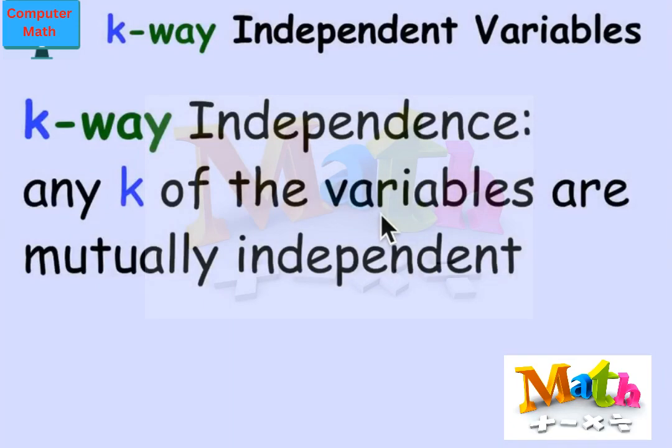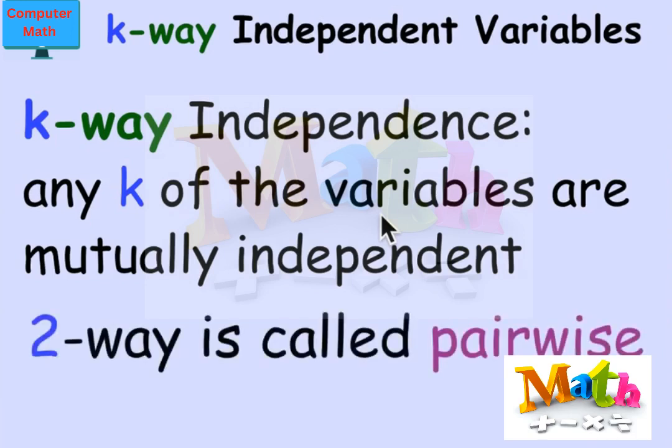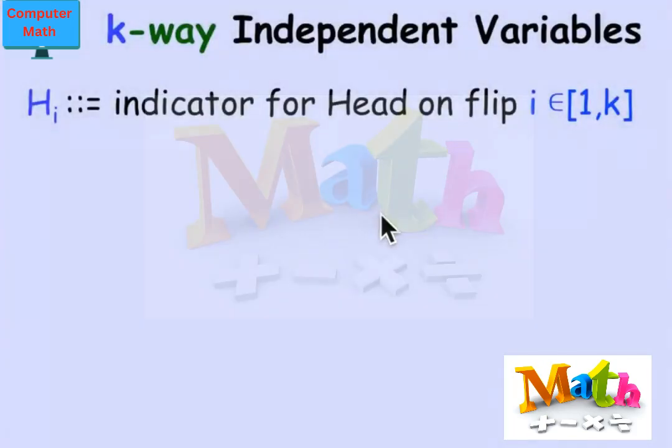And of course, the notion of k-way independence carries right over from the event case. If I have a bunch of random variables, a large number, much more than k, they're k-way independent if every set of k of them are mutually independent. And of course, as with events, we use the 2-way case to call them pairwise independent.